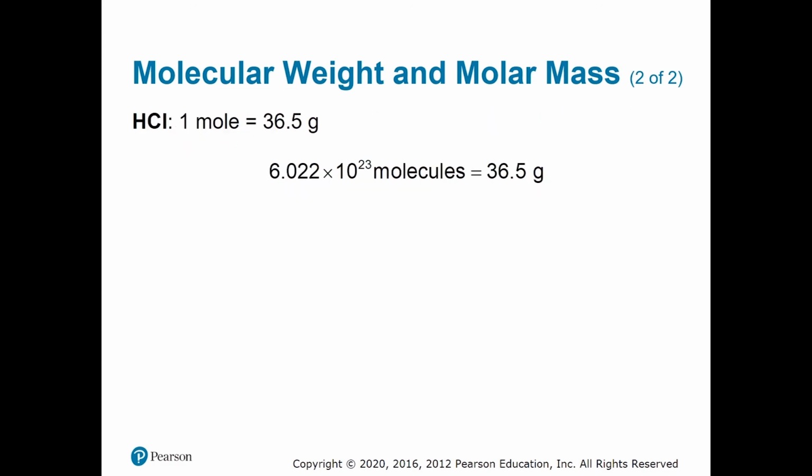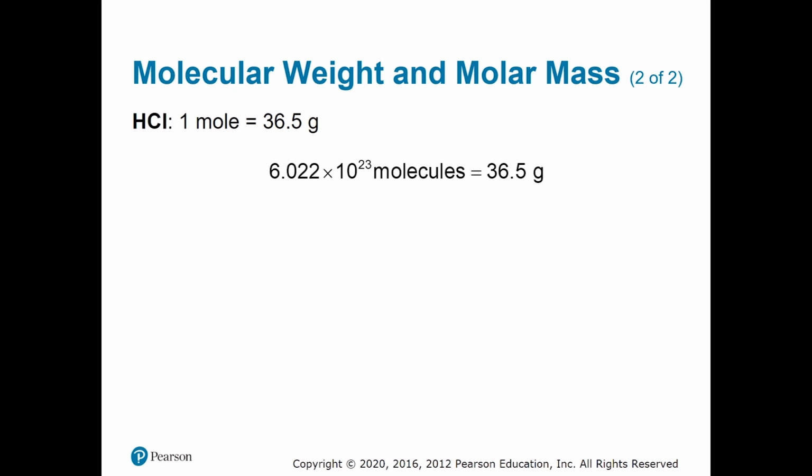I left off the units on the previous slide because I want to re-emphasize the dual nature of what this value represents. A single HCl molecule will have a mass of 36.5 atomic mass units, but on a more practical level, that also means that 1 mole of HCl molecules will have a mass of 36.5 grams.